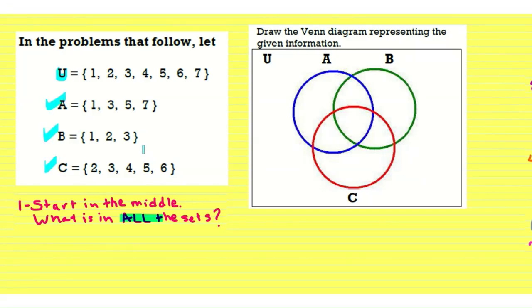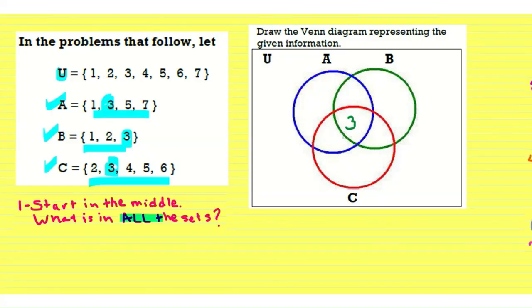So if we look for what is in all three of the sets, I've got 1, 3, 5, and 7 for set A, 1, 2, and 3 for set B, and 2, 3, 4, 5, and 6 for set C. The only thing that is in all three of those is 3. So that is what is going to go in the middle of our Venn diagram, because that space in the middle is included in set C, it's also included in set A, the blue circle, and it's also inside the green circle, the set B circle. So 3 goes in the middle.